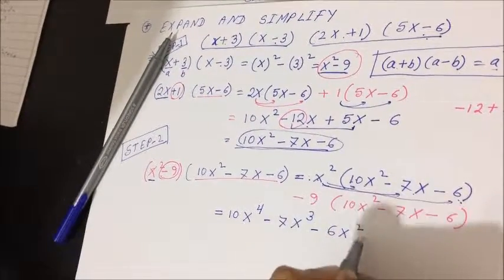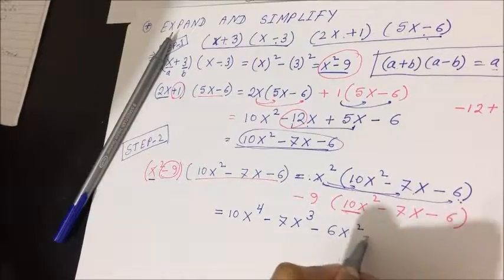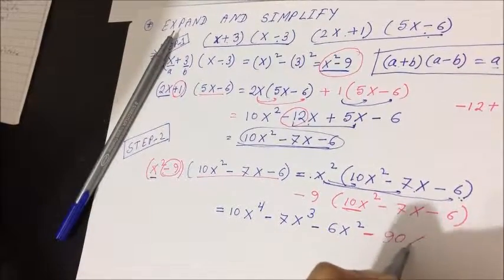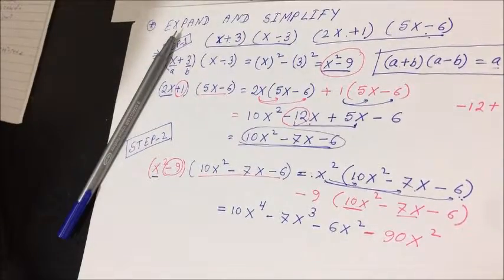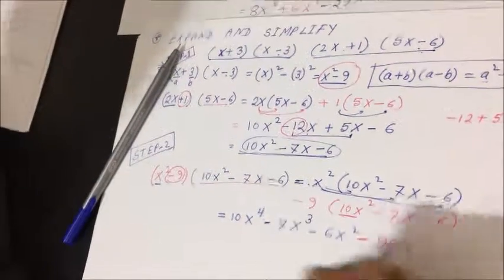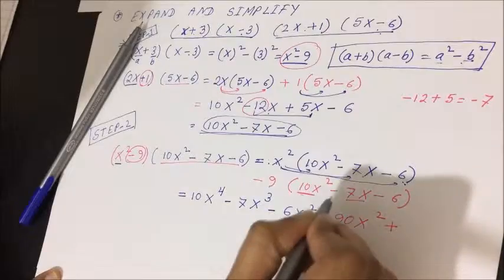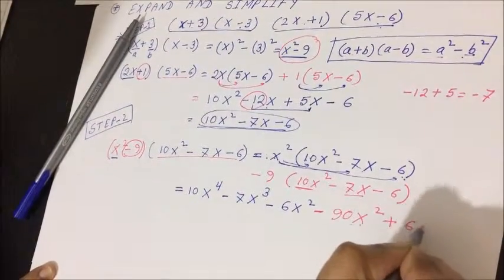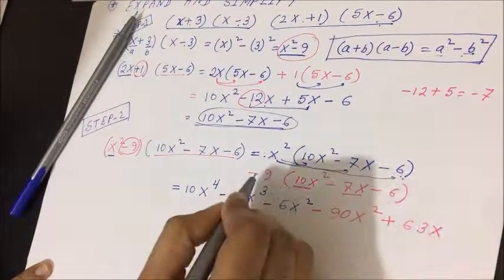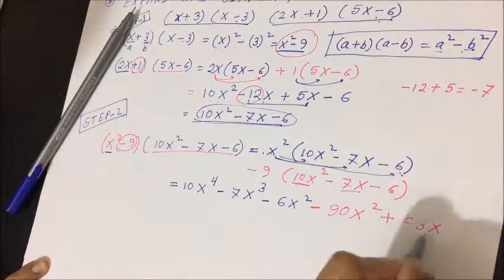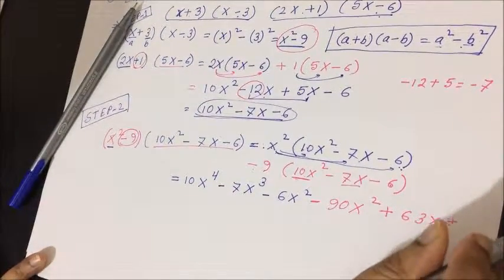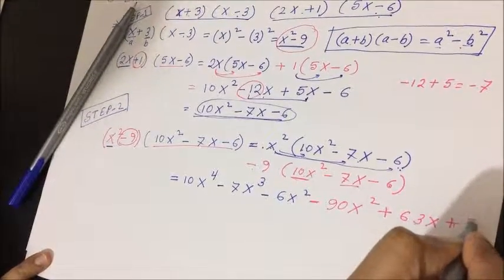So minus 9 multiplied with the 10x square is minus 90x square. Minus 9 multiplied with the minus 7x is going to give me, minus times minus will always be plus, 9 times 7 is 63x. And minus 9 and minus 6 multiplied together, minus times minus gives me a plus, 9 times 6 is 54.